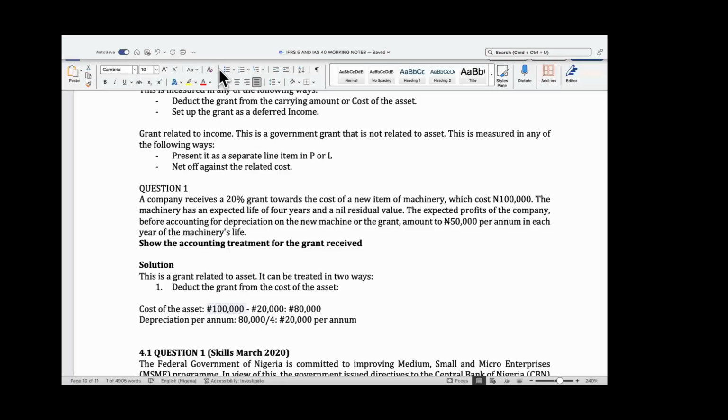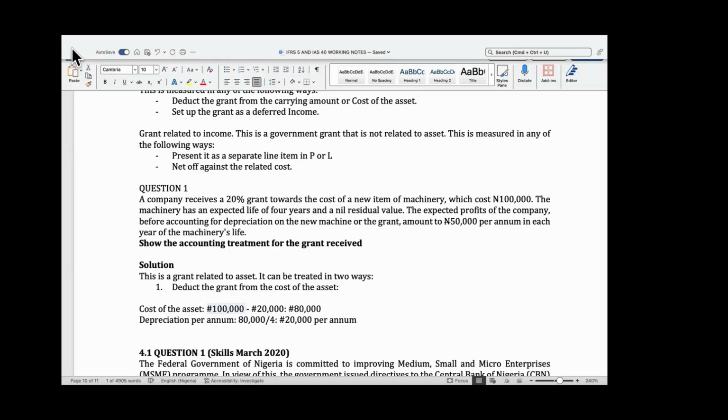Can I try again, sir? Okay, I'll debit the asset with the 20,000 naira grant, and then maybe credit bank with 100,000, which is the cost of the asset. But there'll be a second leg. I also credit grant account with the 20,000. That's the one received from the government. So I don't know if that works.